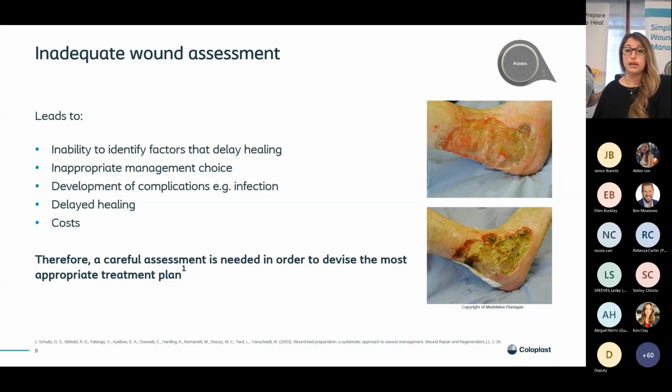There could be a development of complications such as infection. And then, of course, if we have infection, as we've previously said, this could increase the costs and can delay healing. So we need to make sure that the assessment that we're doing is robust in order to devise the most appropriate management plan for that patient and for their wound.